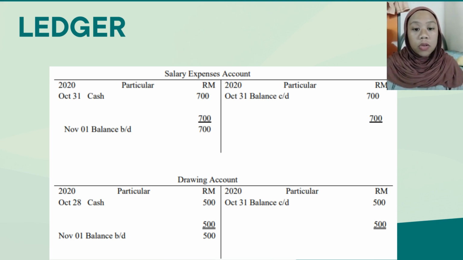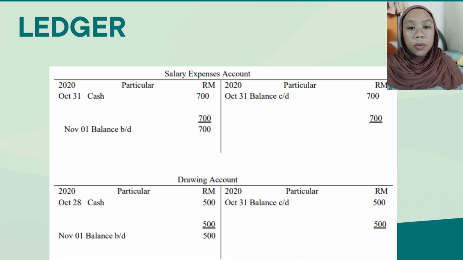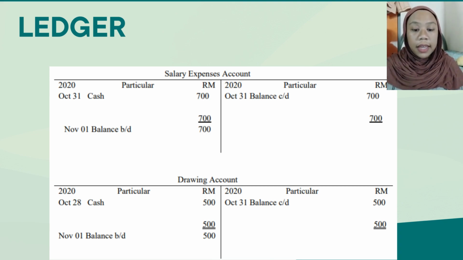For credit side October 31 balance CD will be 700 and the total will be 700. November 1 balance BD 700. Drawing account, for debit side October 28 cash will be 500 and the total will be 500. For credit side October 31st balance CD will be 500 and the total will be 500. November 1 balance BD will be 500.